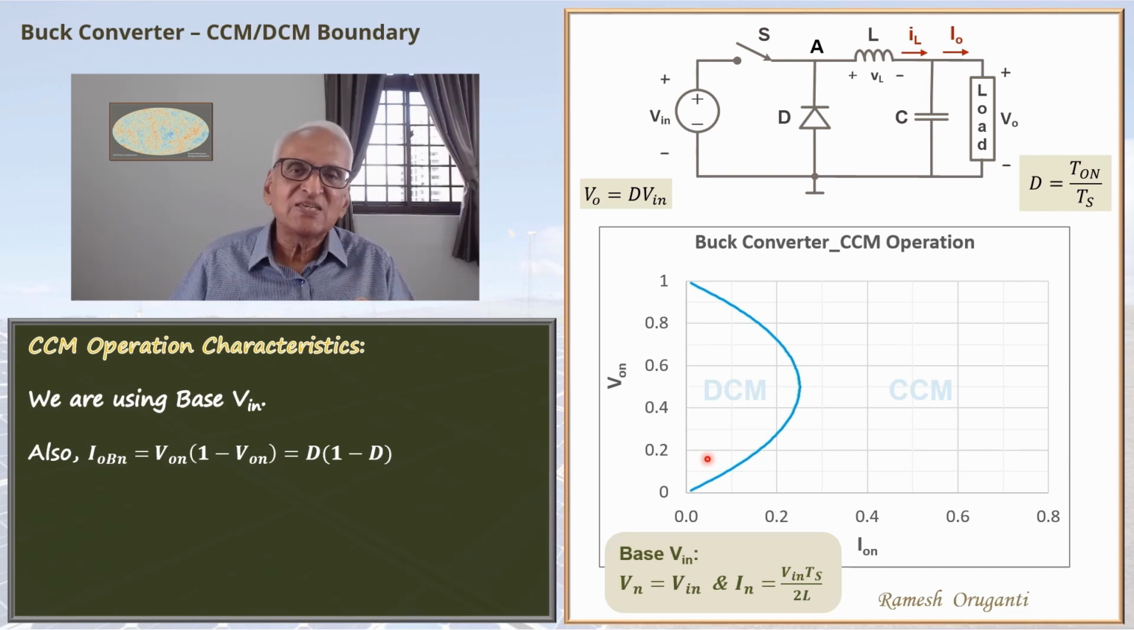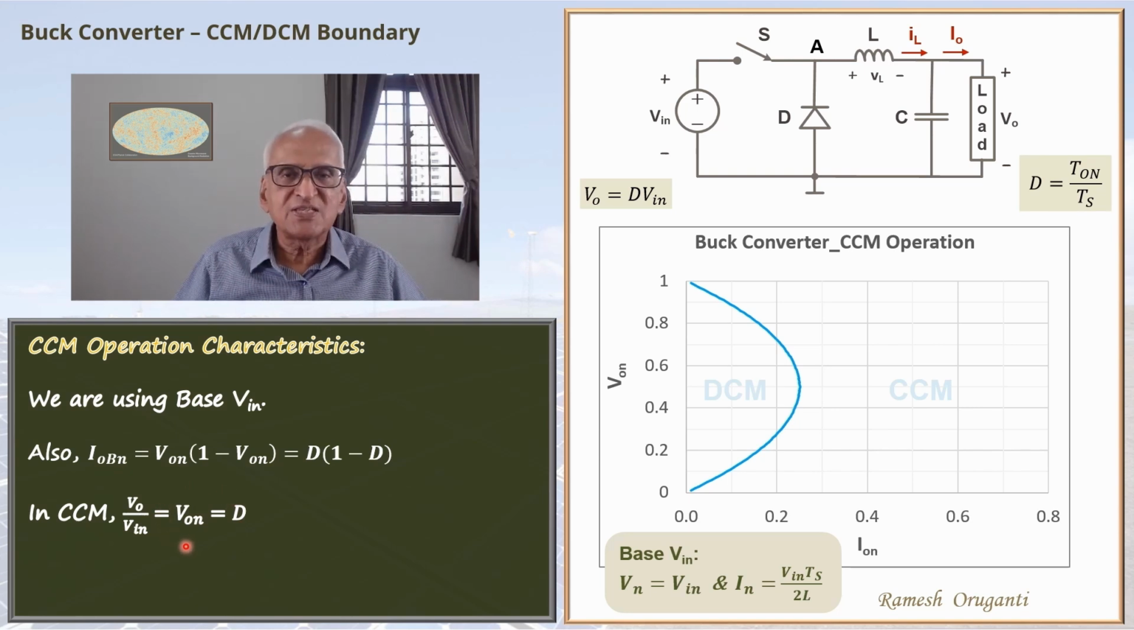Next, we will see the CCM characteristics on this graph. In other words, we are integrating the boundary current and the CCM characteristics. We know the CCM characteristics already. V naught by V in equals D. Under this normalization, V naught by V in is VON. So VON, the normalized output voltage, is the duty cycle.